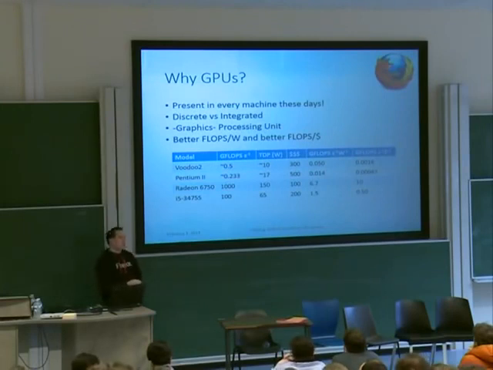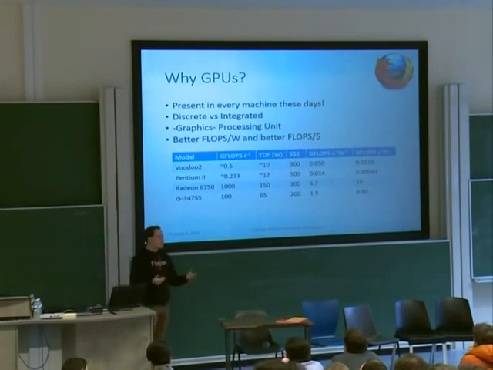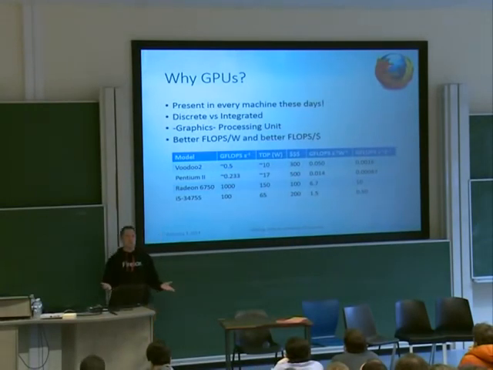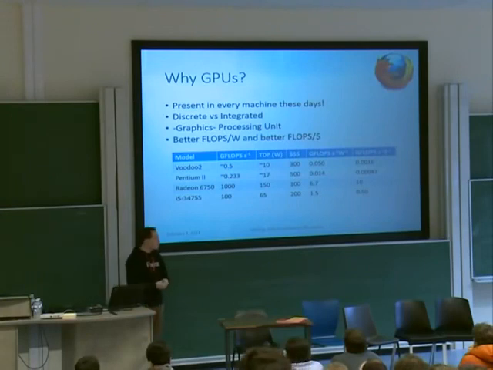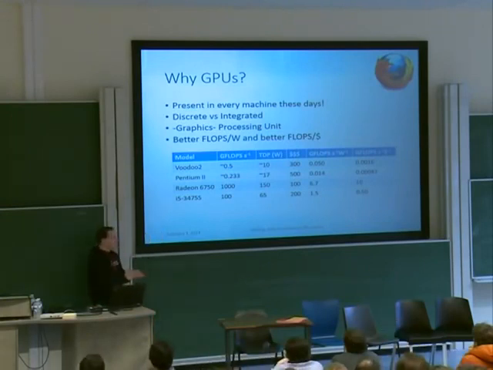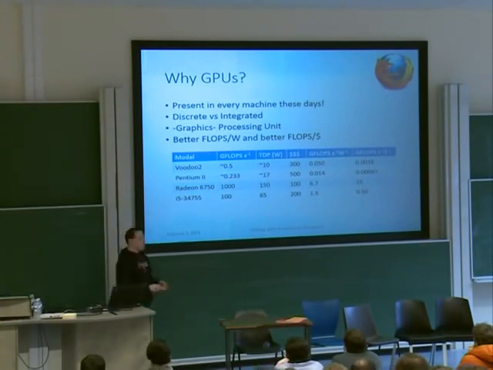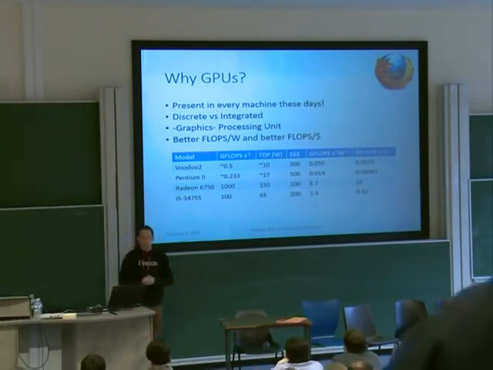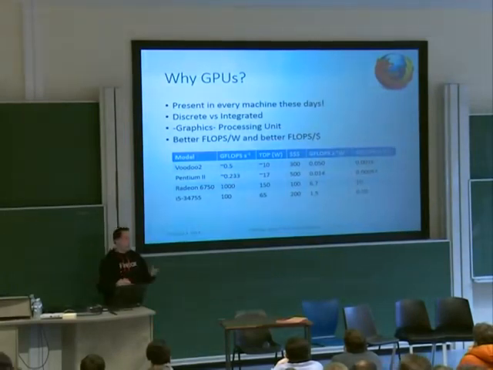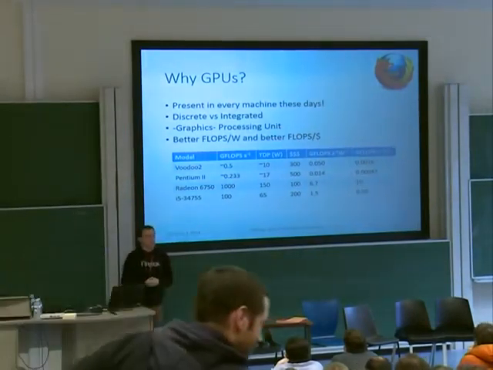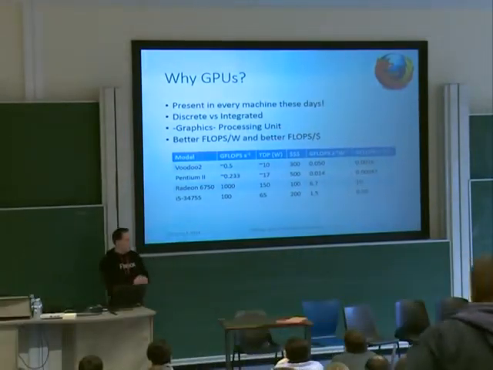Well, first of all, these days they're present in almost every machine. Where we need to make a distinction between discrete and integrated GPUs. Integrated GPUs you will find on your machine chipsets, or for example in the new Sandy Bridge on the die along with your CPU. And discrete GPUs are separate chips which are either soldered on your laptop motherboard, or you can find them, you know, the nice bulky cards that you put into your desktop machine because you like gaming.